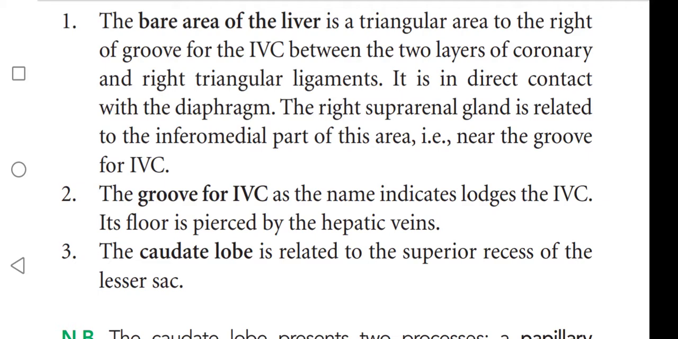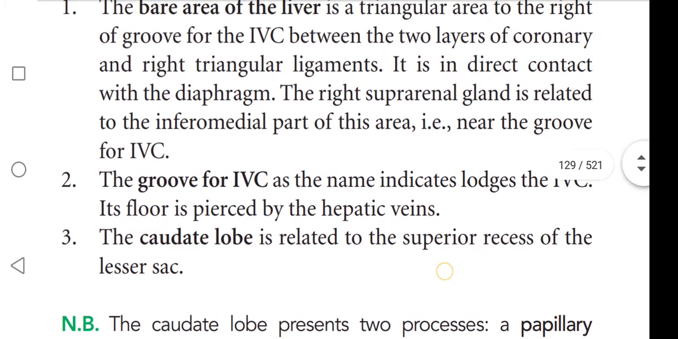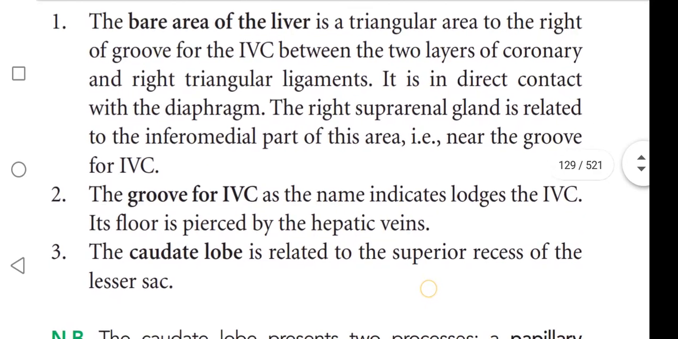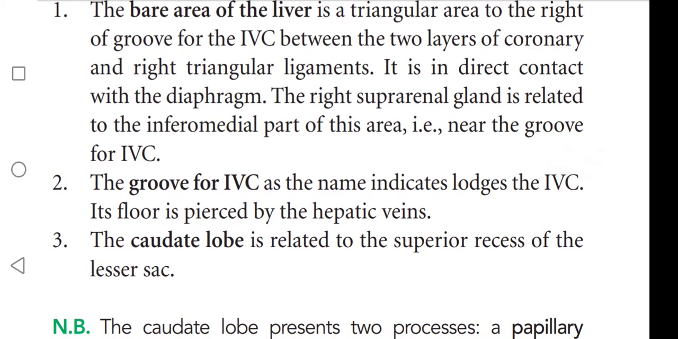The caudate lobe is related to the superior recess of the lesser sac.